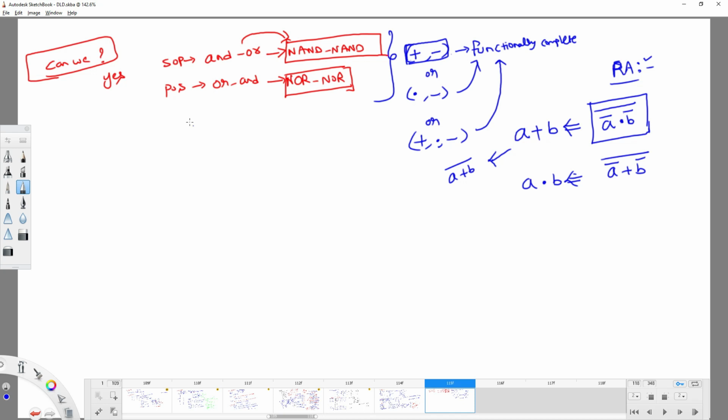If I am able to say yes, I need to prove that I can get all kinds of gates: NOT gate, AND gate, OR gate, NAND gate, NOR gate, XOR gate, and XNOR gate. If I am able to get all these from one multiplexer, can I say that it is functionally complete?